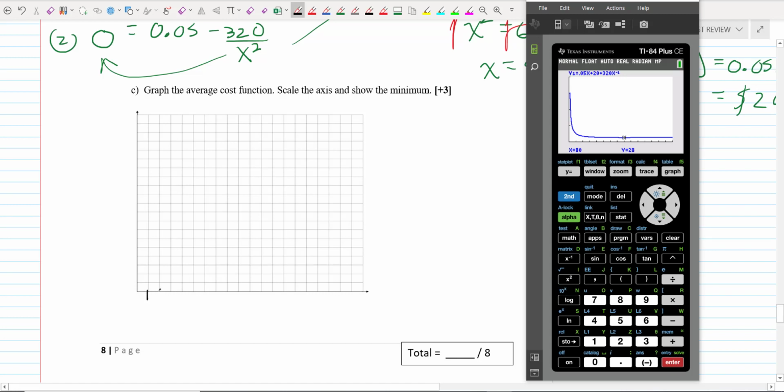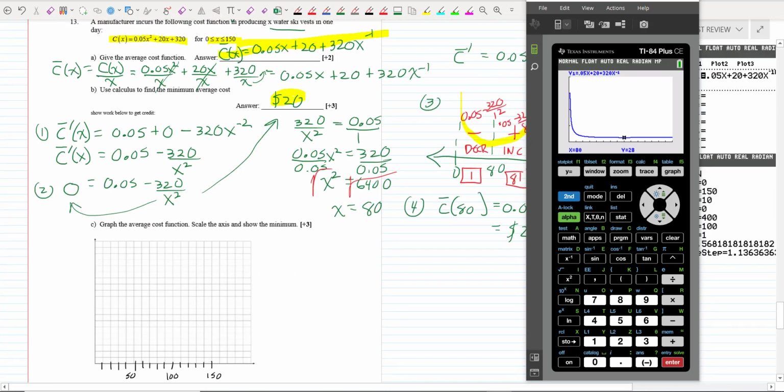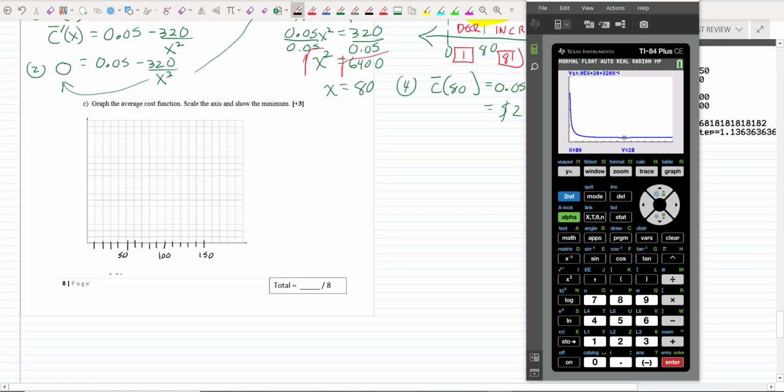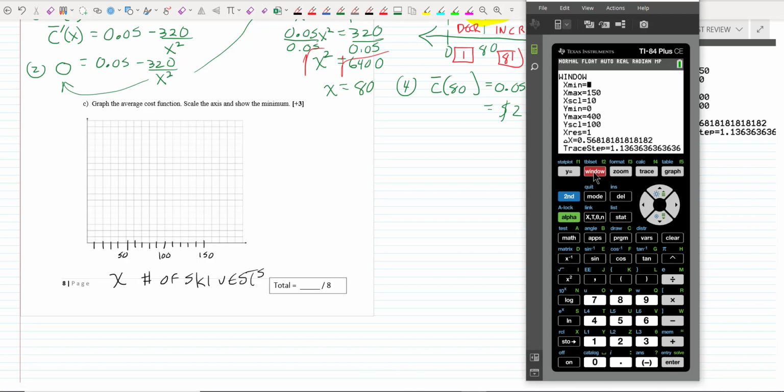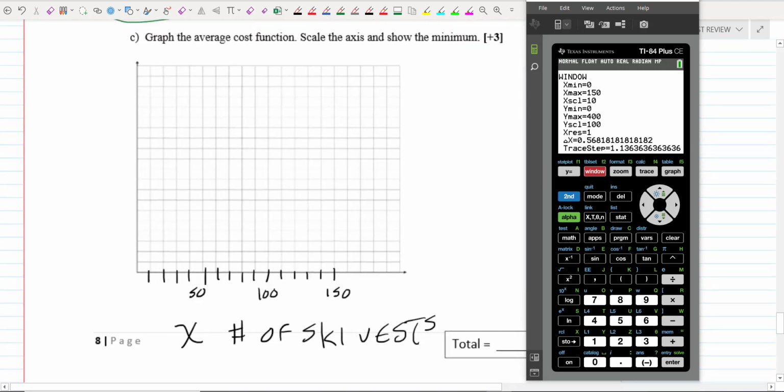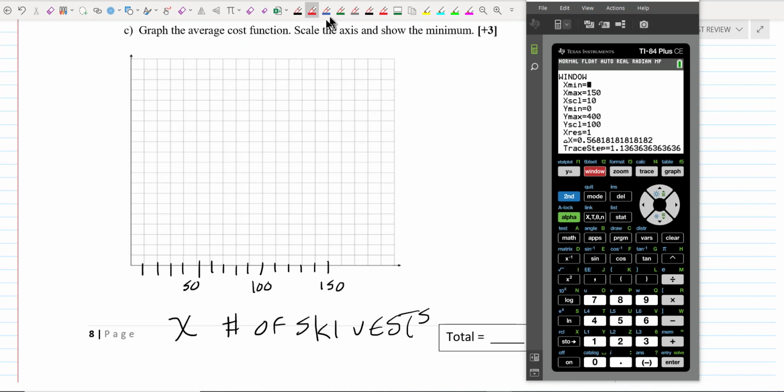So I'm going to go 10, 20, 30, 40, 50, 60, 70, 80, 90, 100. And then 110, 120, 130, 140, 150 would be a logical way to do that. You want to label what the meaning of the x-axis is. This is x, the number of ski vests. Okay, now for our window for the cost, we decided to go to 400. So we can decide how we're going to scale that. Okay, so just kind of spread it out.